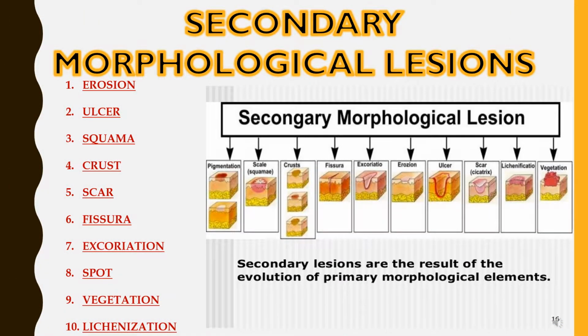Guys, this is the last video of the morphology lesions of the skin. In this video we will talk about the secondary morphological lesions of the skin. What are they? They are the result of the evolution of the primary morphological lesions, created by scratching or infection. They include erosion, ulcer, squama, crust, scar, fissura, excoriation, spot, vegetation, and lichenization. We will talk about them one by one.